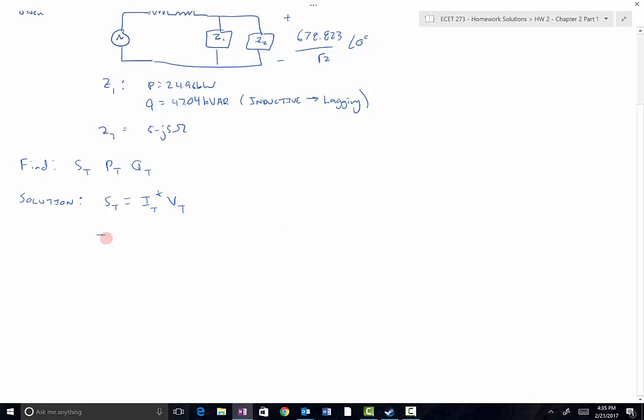So if we first start by finding I in Z2, which was this 5 minus j5, that's going to be equal to 678.82 at an angle of 0 degrees divided by root 2. And if you throw that in your calculator, you'll find out that that's actually 480.